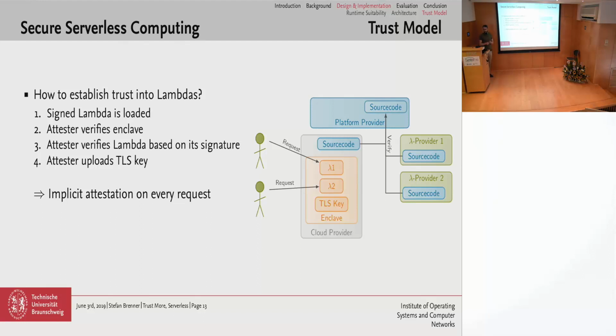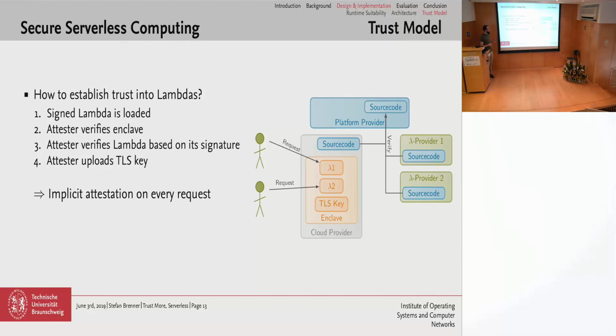And once that's done, once he can trust the platform, he can ask it for a verification of the lambda running inside it. And once he has established trust in that lambda, then he will provide a TLS session key. No, not a session key, but the private key. So by this, the lambda gets access to a key that it can use to establish TLS sessions with the users that are sending requests to a lambda.